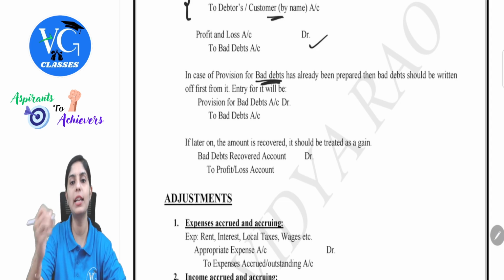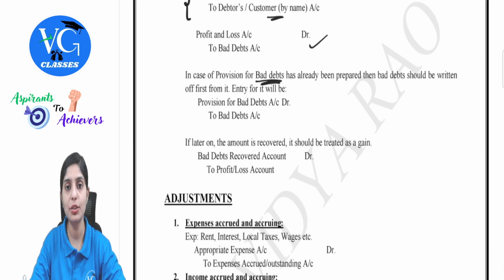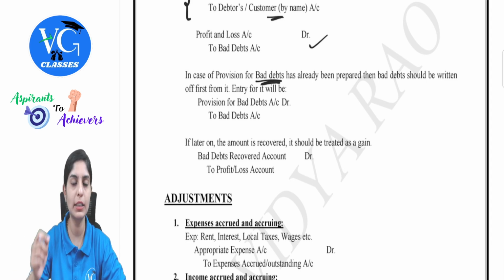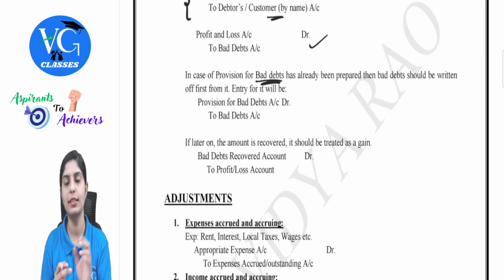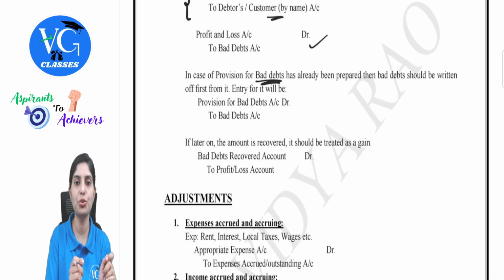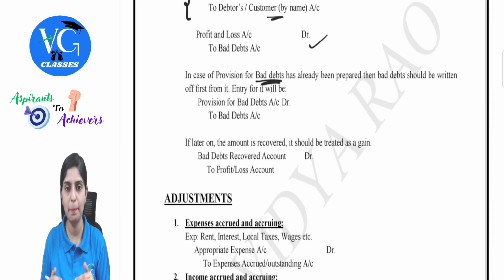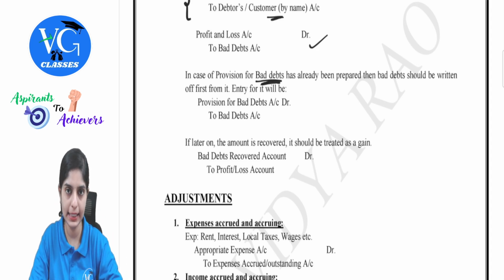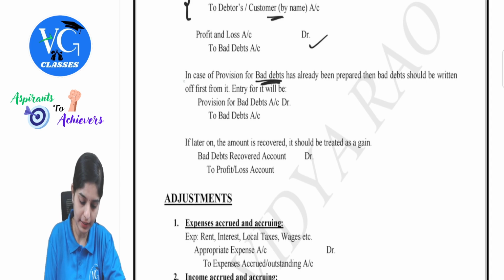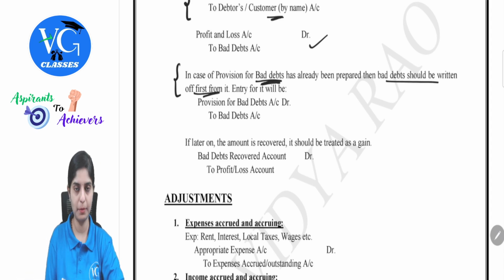So now this is a provision created with respect to bad debts. That is, you are expecting some of the debtors might turn out to be bad. So instead of facing the loss as and when they confirm that they are unable to pay, let me safeguard my situation today. So if they have any excess profit, they will set aside a portion towards provision. So provision is nothing but you are expecting that there could be bad debts in future and creating a portion of profit with a balance. Clear? Now, what they are telling here is in case a provision has already been prepared, then bad debt should be written off first from it.